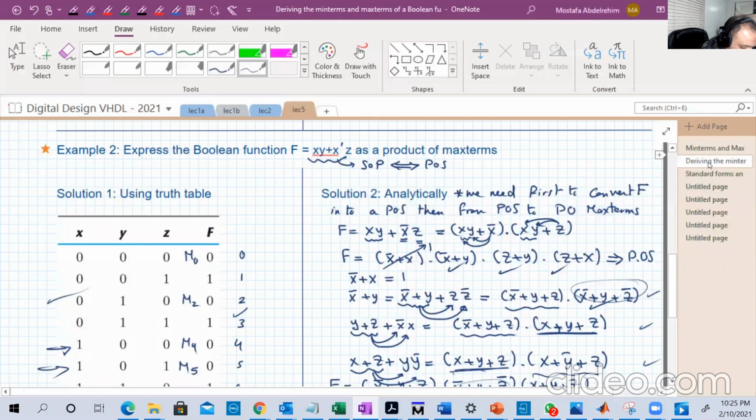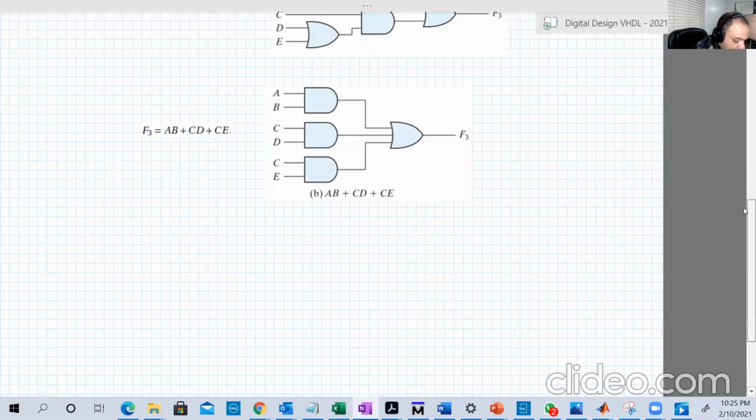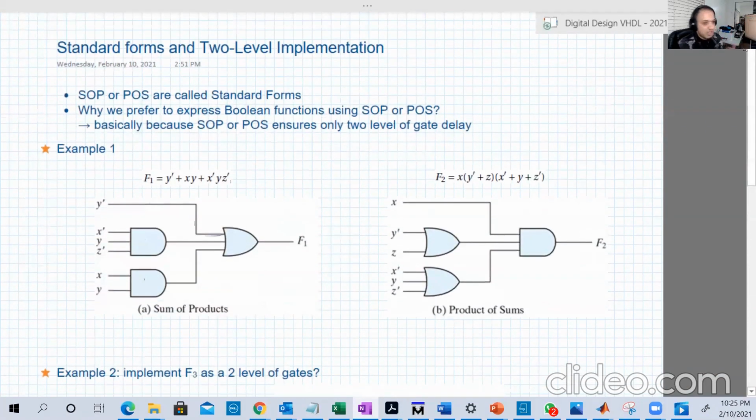Now, the second question that we asked at the start: why do we basically need this sum of product or product of sum? The answer is that they ensure us low delay or less delay implementations. So if you implement your function as a sum of product or a product of sum, this will ensure you a very low delay.